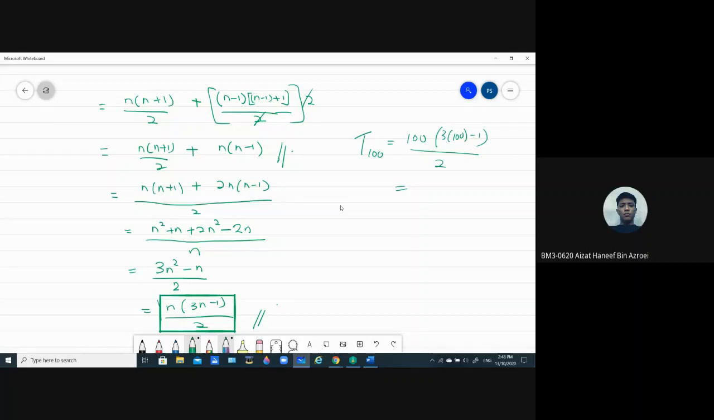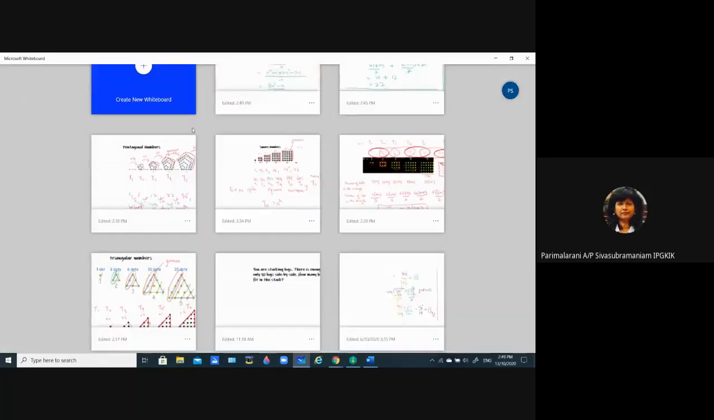14950. 300 minus 1 is 299. Correct? Yes. 29900 divided by 2. So we get this. Okay, good. Very good. So do you understand that? Yes. So we have derived the formula for triangular numbers, pentagonal numbers and square numbers.